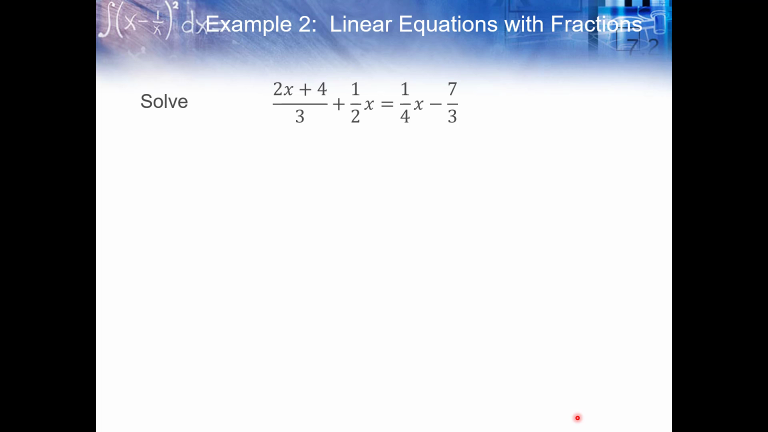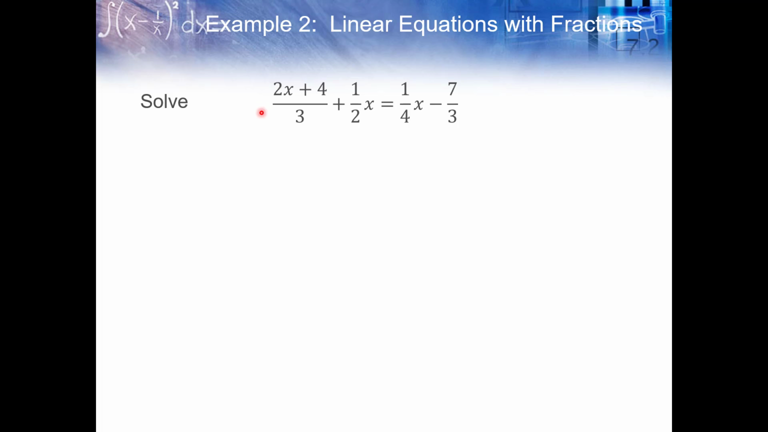Here we want to solve this monstrosity right here: 2x plus 4 over 3 plus 1/2 x is equal to 1/4 x minus 7/3. And what is our goal once again? It is to isolate x. And how can we do that? Well, once again, we are going to use multiplication, addition, simplification, and the distributive property to do these things.